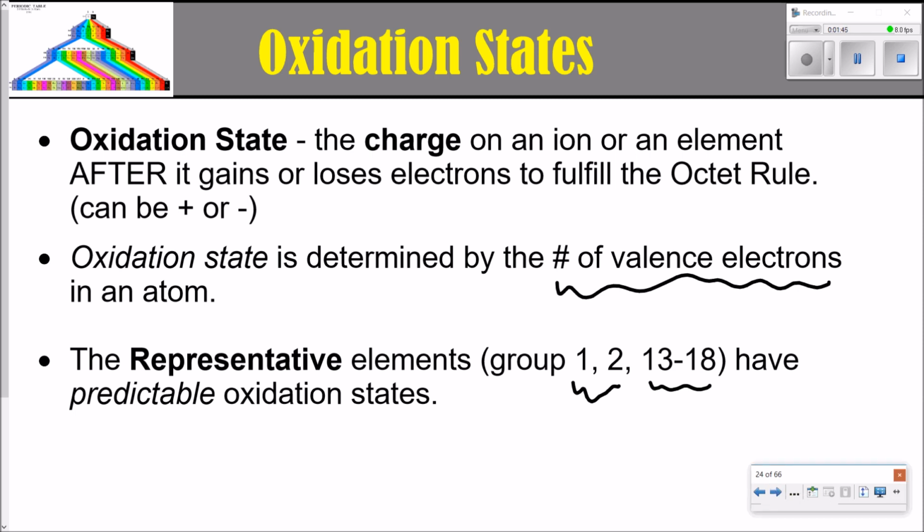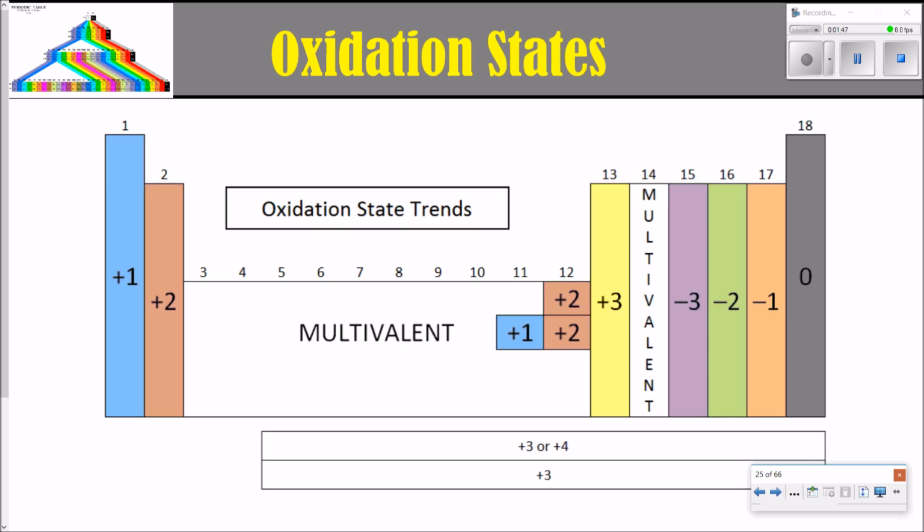If we look at the periodic table, you've seen the periodic table a lot of ways. This is sort of another representation of it with colors, so you can see it clearly. These are the predictable oxidation numbers. And again, like we said, groups 1 and 2, the alkali and the alkaline earth metals, and groups 13 through 18 over here. These are the oxidation numbers that you can predict.